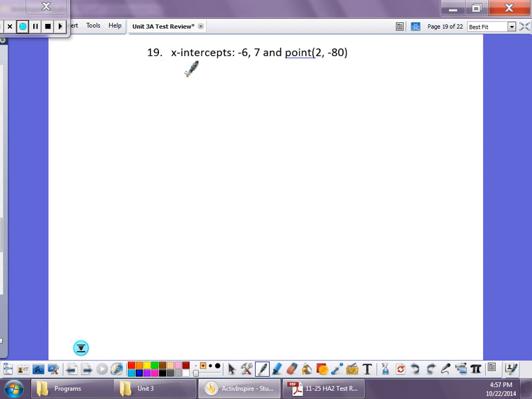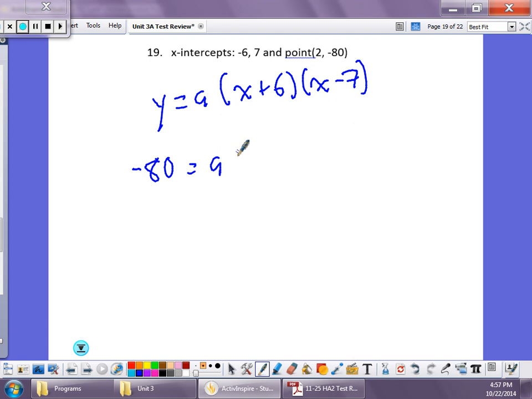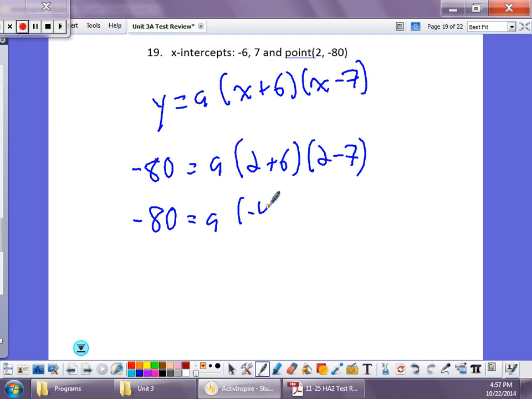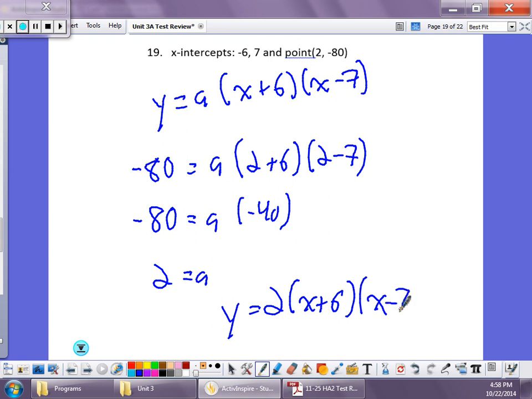This time they give me my x-intercepts. Now we have to be careful when I put those in, the sign changes. So that's going to be x plus 6 and x minus 7. And you're given a nice pretty point, 2, negative 80. So I plug that in. Negative 80 equals a times 2 plus 6 times 2 minus 7. So negative 80 equals a times 8 times negative 5, which is negative 40. Divide by negative 40 and you get 2 equals a again. So that worked out nicely. 2 times x plus 6 times x minus 7. And that's your equation.